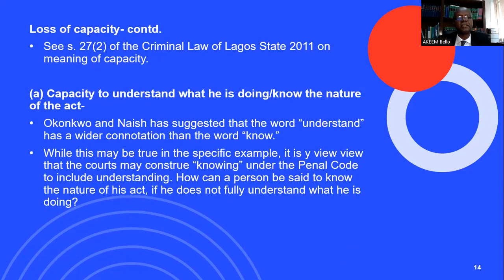Now, loss of capacity, continuation. Now, you need to see section 27.2 of the Criminal Law of Lagos State, 2011, which tries to give a meaning of what constitutes capacity. Now, we're not going to look at each leg of the capacity in greater detail. Capacity to understand what he's doing, or capacity to know the nature of the act.